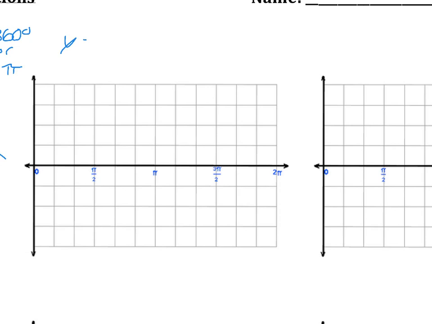Now let's move on to y equals cosine of theta. That also has a 1 in front of the cosine, so the amplitude will be 1. It also has an invisible 1 in front of the theta. So the period is going to be 360 divided by that invisible 1.